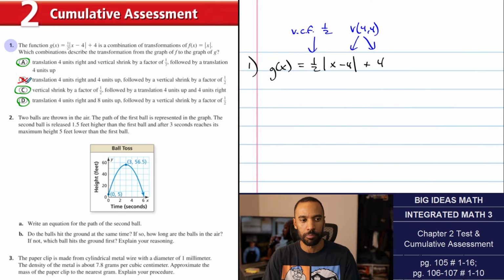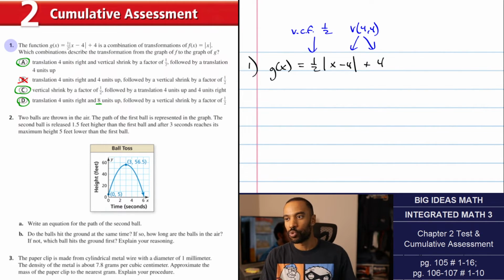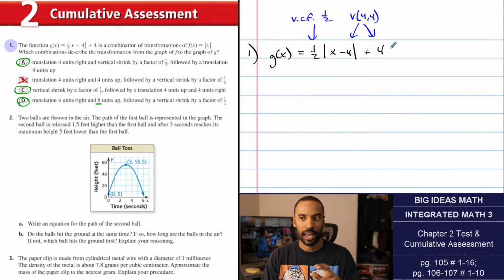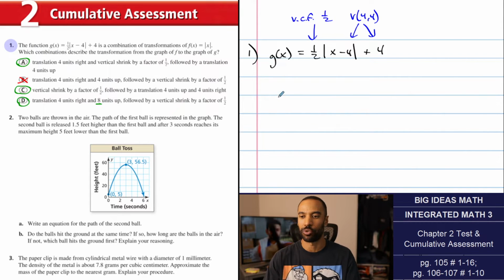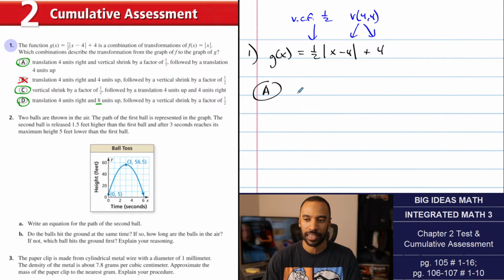Here's the problem with B, and here's why D works. You're like, how does 8 fall into the mix? It's the same reason why B doesn't work. Remember when I said I don't want to describe translations first? It's because then the shrink applies afterward. See, part A is saying this.